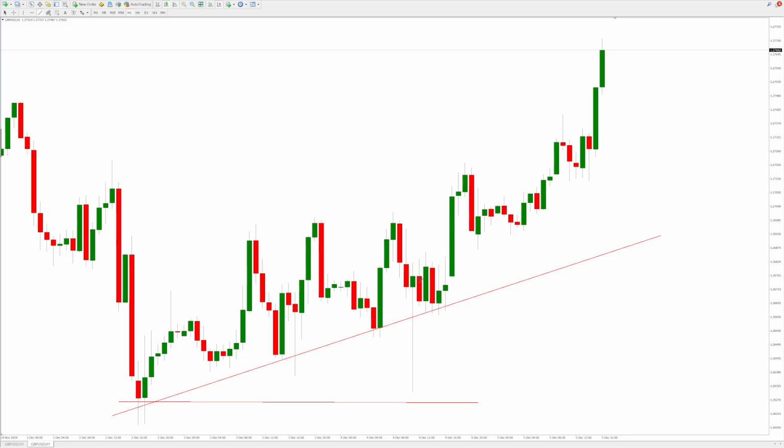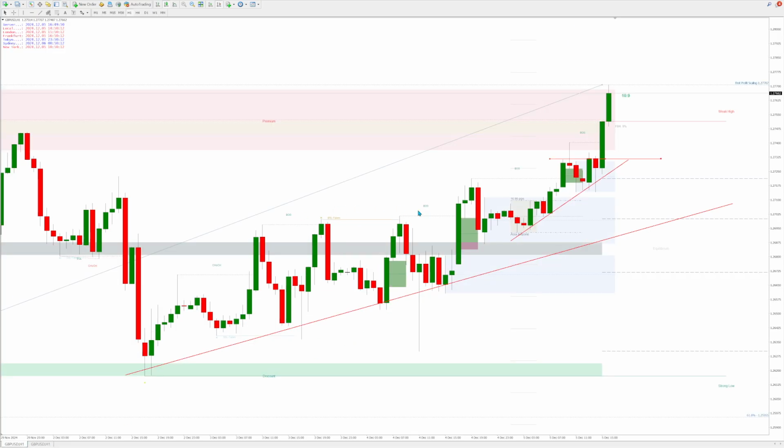There's a bit of consolidation here, but once we had this breakout, okay, or the break of structure, to be fair, it did show us a break of structure around here.